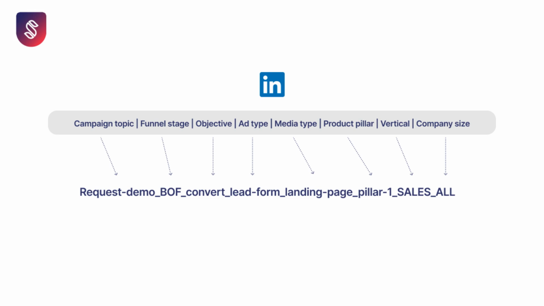Now, this structure might seem a little complicated, especially if you want to manually create all these names every time you set up a new campaign. There is, of course, a shortcut for this. I like to use a spreadsheet where I have all my variables predefined, so it only takes me a few seconds to create a new campaign name.